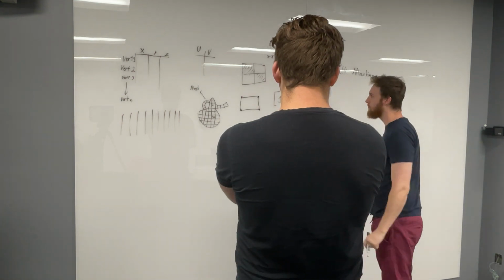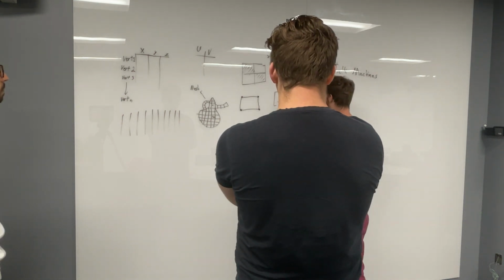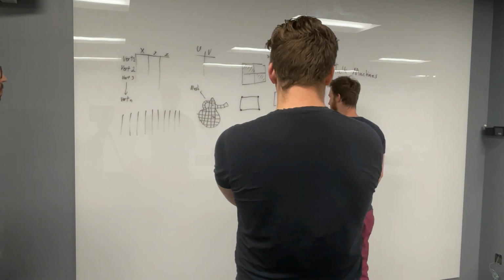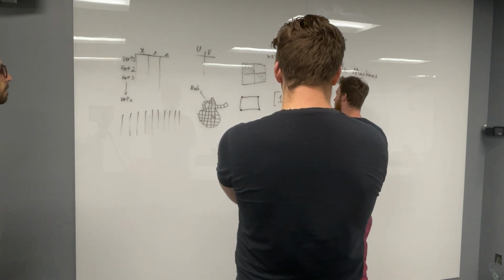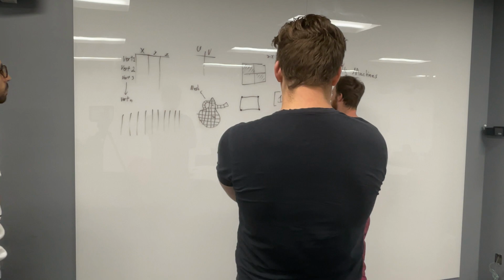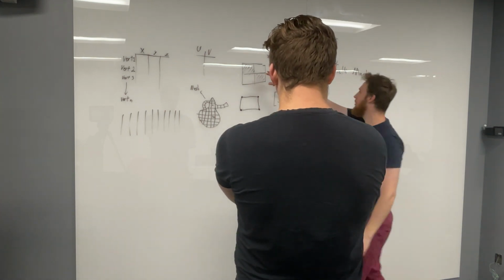So it'd be like that. Or no, what am I doing? There we go. Sorry. So it'd be 1, 0, 0, 1.